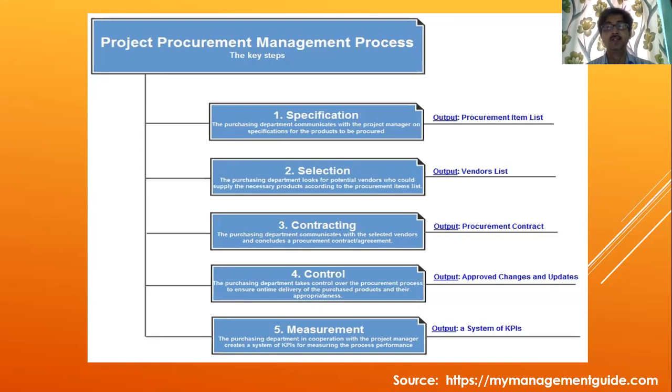The second step is selection. Although it is the responsibility of the purchase department, the project team has equal responsibility to select the vendor. They should know which vendor is good, who can deliver the items on time, and most importantly at a reasonable cost. So vendor selection has to be done in a very nice way.